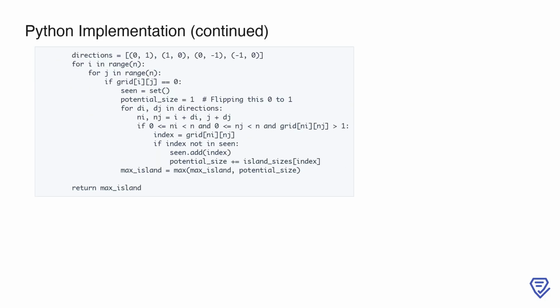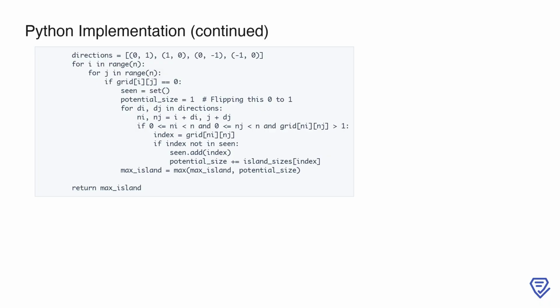Now, we focus on calculating the potential size of the largest island we could create by flipping a single water cell to land. To do this, we iterate through every cell in the grid and examine each zero cell. For each zero cell, we simulate flipping it to 1, initializing potential_size to 1. We then check its neighboring cells in all 4 cardinal directions. If a neighboring cell belongs to an island, identified by an index greater than 1, we add the size of that island to the potential size.